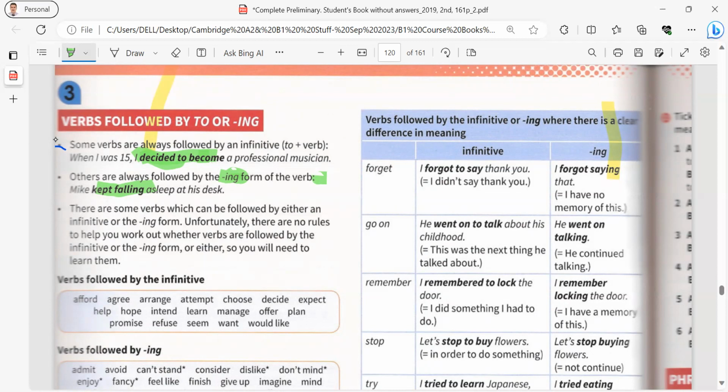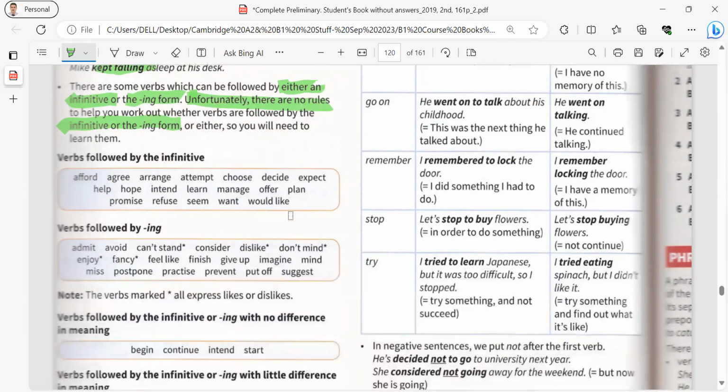Okay. We have some verbs that can be followed by either an infinitive or the ing form. Unfortunately, there are no rules to help you work out whether verbs are followed by infinitive or ing. So you will need to learn them by heart, you know. We need to memorize them. The first group.